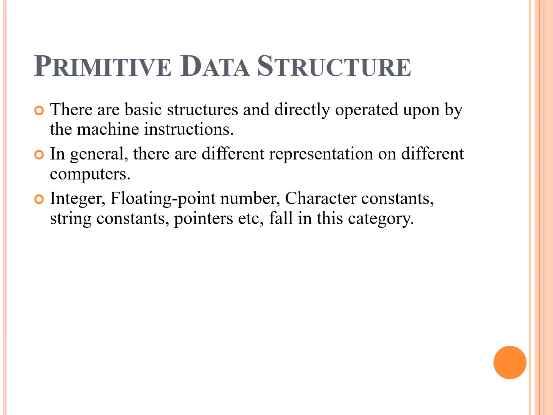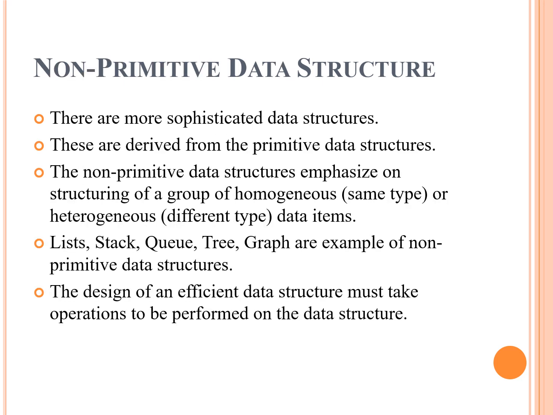The primitive data structures are basic structures and are directly operated upon by machine instructions. In general, they have different representations on different computers. Integer, floating point numbers, that is decimal numbers, character constants, string constants, pointers, etc. fall in these categories. Whereas non-primitive data structures are more sophisticated. These are derived from the primitive data structures.